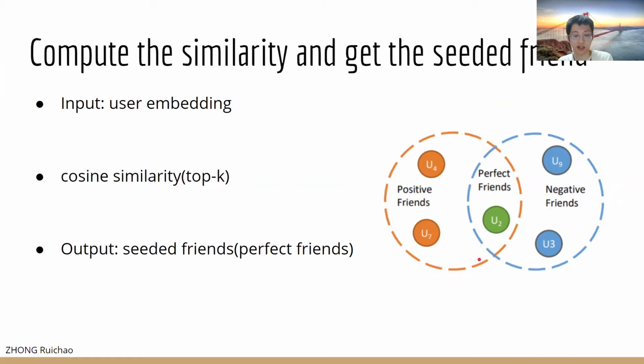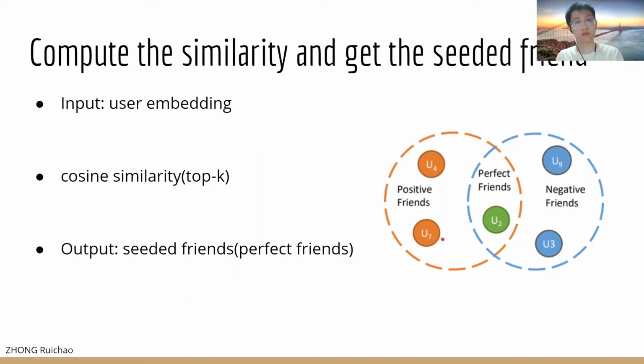The perfect friends are the implicit friends who share both similar positive and negative preferences with the current user. After that, we can get a set of perfect friends and label them as the C friends and fit them into the next part, which will be illustrated by my partner next.